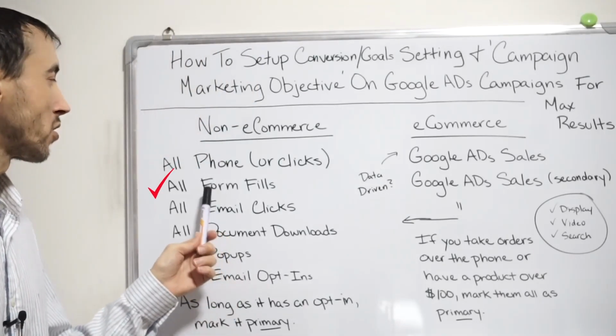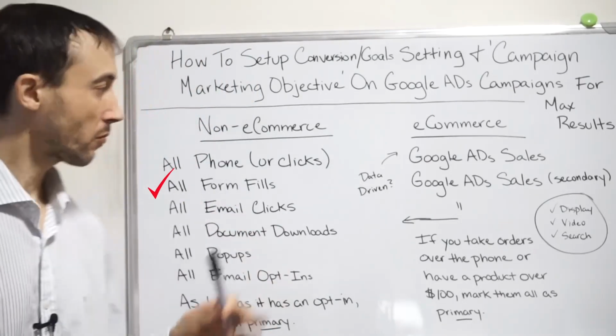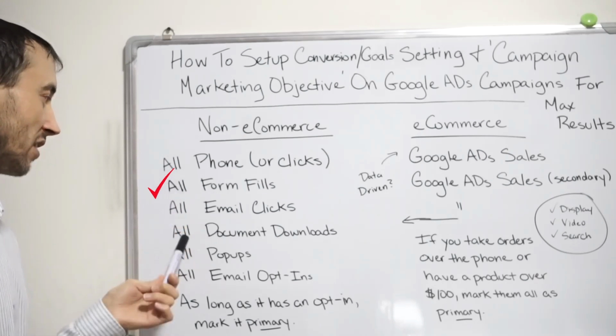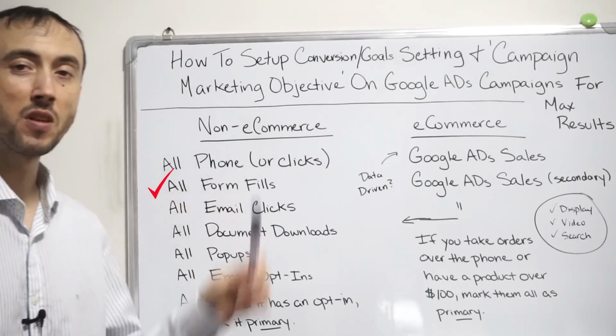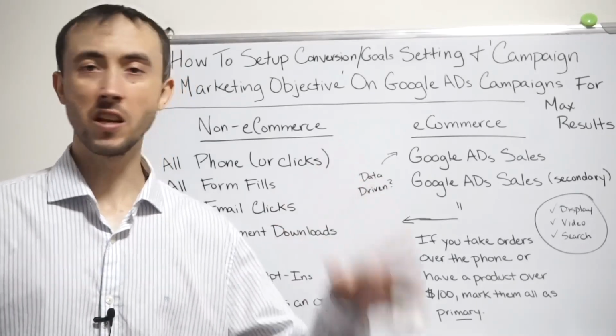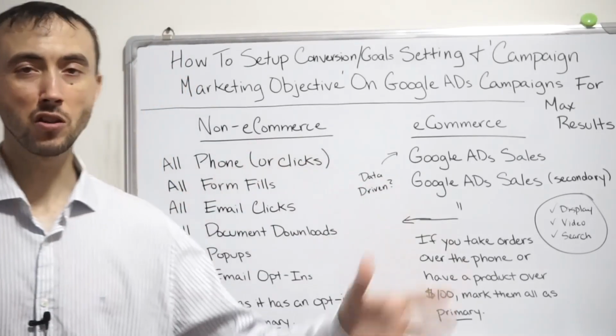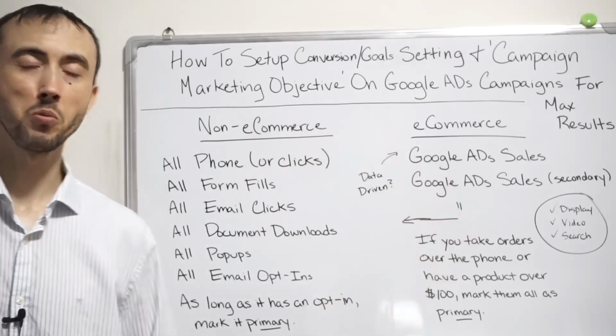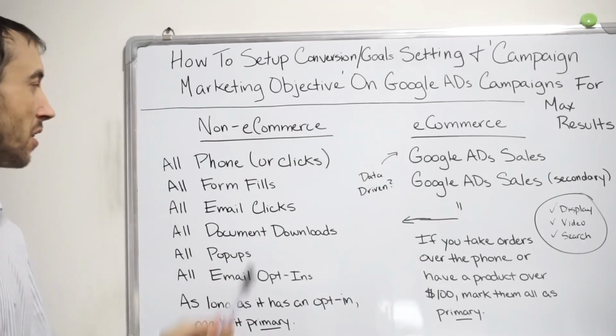In addition to that, of course, you want to track form fills, and I put all next to each one of these. So with the phone numbers, all phone numbers on the site. If you have 5 phone numbers, you need to get them all tracked. I don't care, even if it costs you a little bit more, you can't get results without the data. I can't stress that enough.